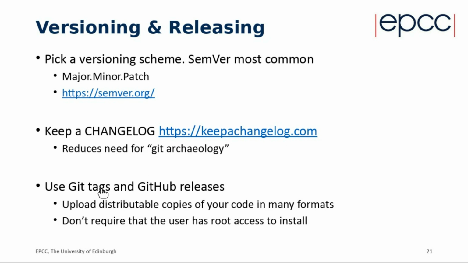If you want to do a bit more, you can also use Git releases or GitHub releases. This is where you tag your project at a specific point in time, and you say, this is version 1 or whatever, and you can then pre-compile distributable copies of your files, whether this be a library or some application.